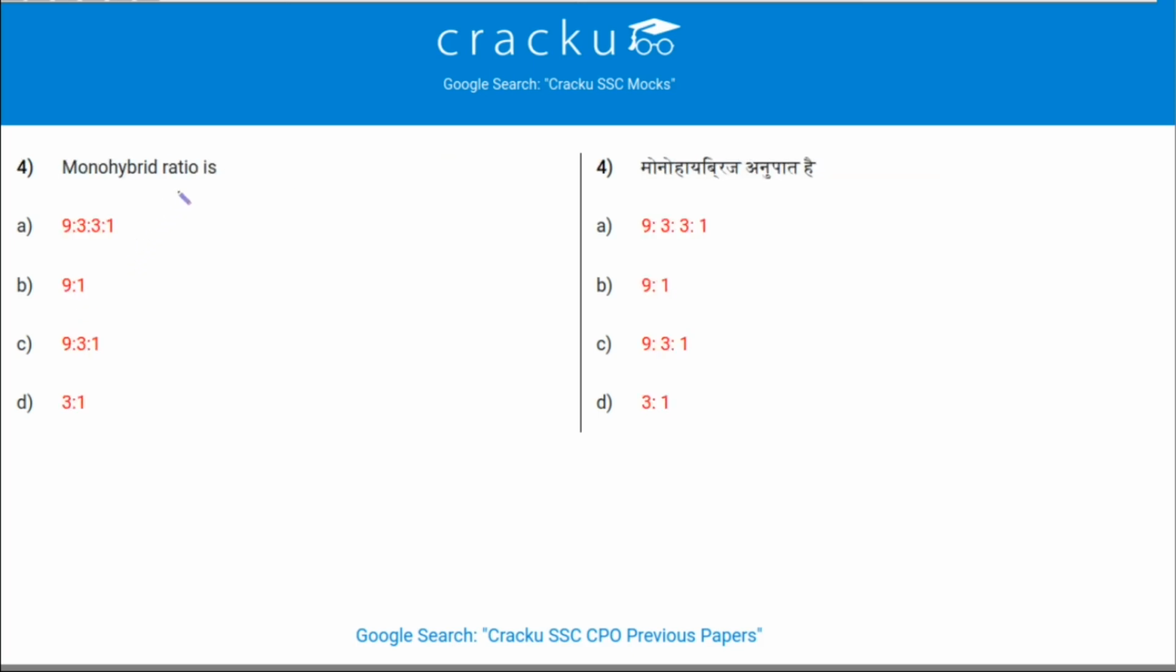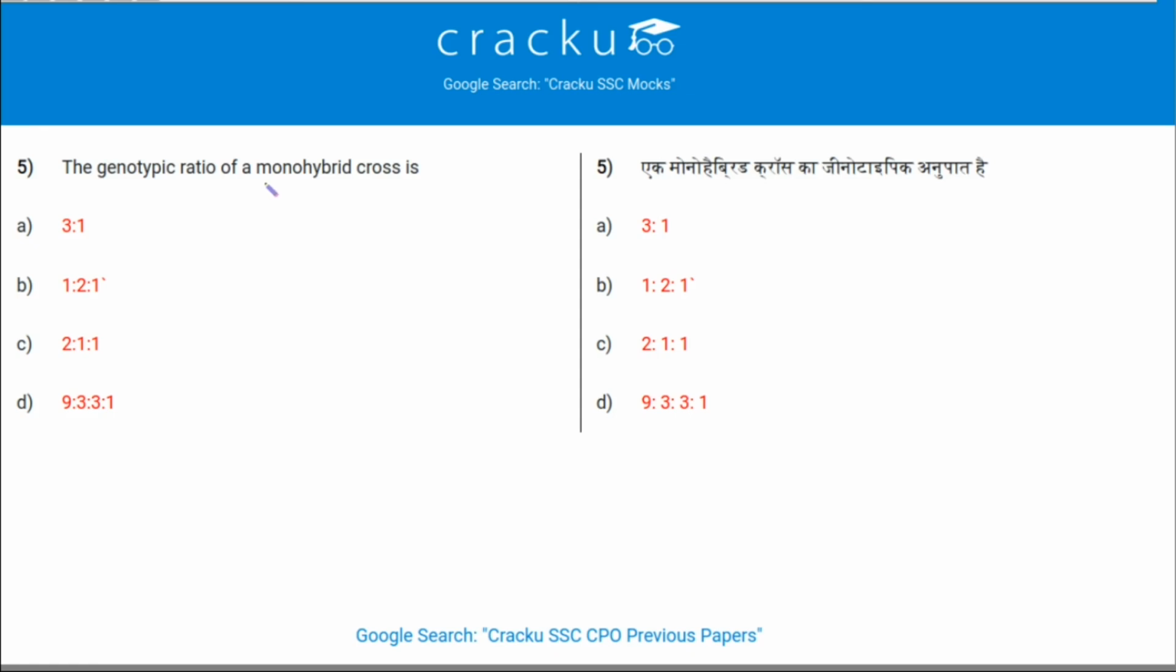Monohybrid ratio is, monohybrid phenotypic ratio. Phenotypic is the appearance. The phenotypic ratio is 3:1, whereas the genotypic ratio is 1:2:1. So when nothing is mentioned, and we can see from the options, we have 3:1, that is, the phenotypic ratio is asked. So the monohybrid phenotypic ratio is 3:1.